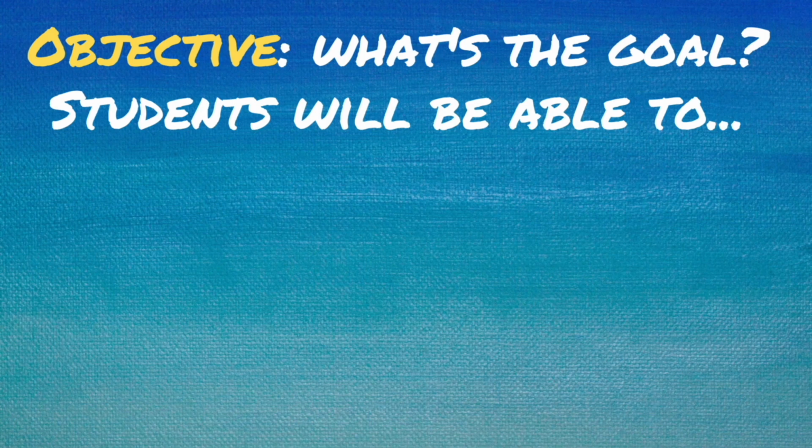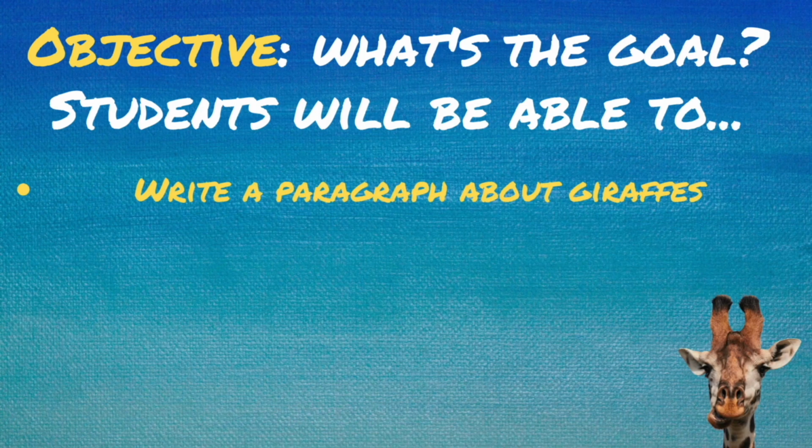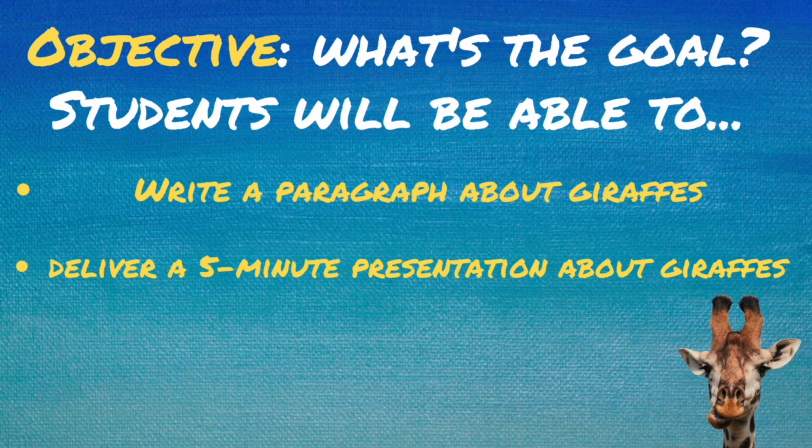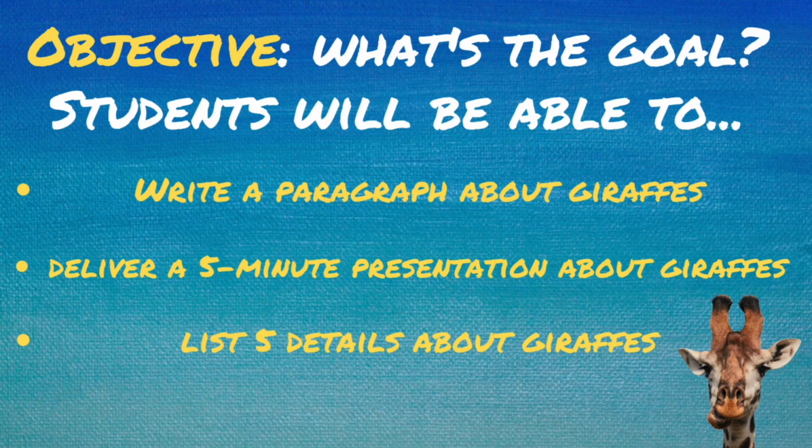For example, the objective could be: write a paragraph about giraffes. Could be: deliver a 5-minute presentation about giraffes. List 5 details about giraffes. So depending on my students and what I'm trying to achieve, all of those could work. But the objective should be clear and measurable.